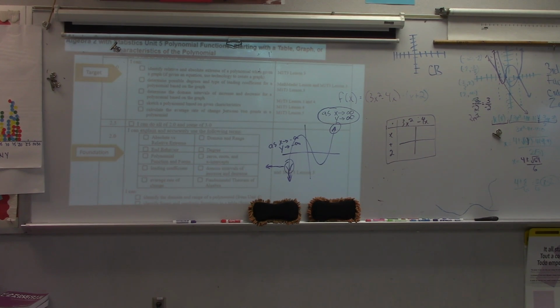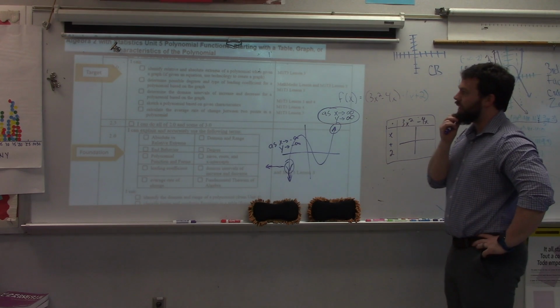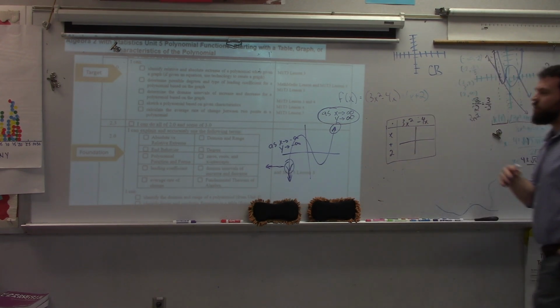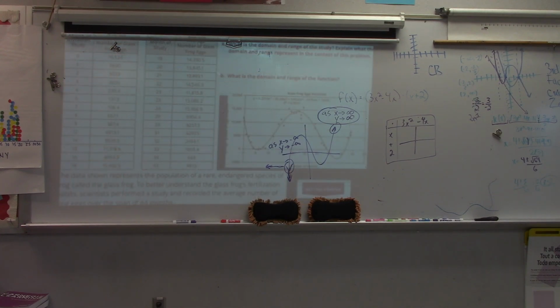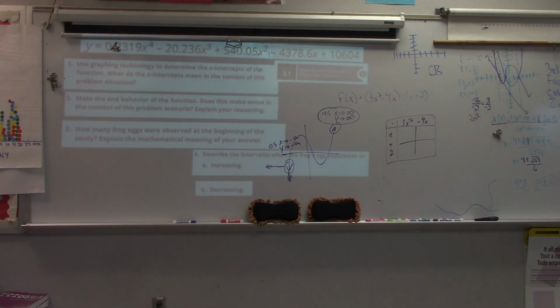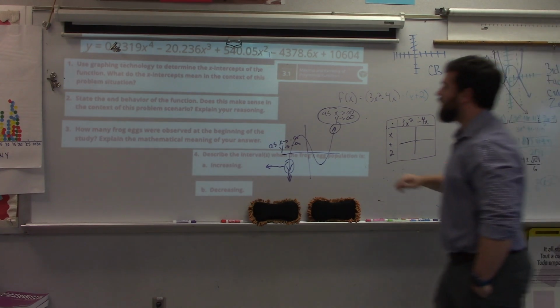Starting with a table, graph, or characteristics of the polynomial. There's two things on here we haven't done a ton of. So let's just hold off on this one. We'll come back to it tomorrow. What I need us to do is look at the polywog. This is the lesson out of the textbook that we tore out. I also need each person to have a calculator in hand and type that equation into the calculator.